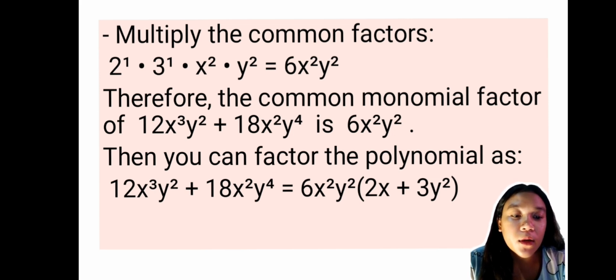Then you can factor the polynomial as 12x cubed y squared plus 18x squared y raised to 4 is equal to 6x squared y squared times the quantity 2x plus 3y squared. When you multiply 6x squared y squared to 2x plus 3y squared, the answer is 12x cubed y squared plus 18x squared y raised to 4.